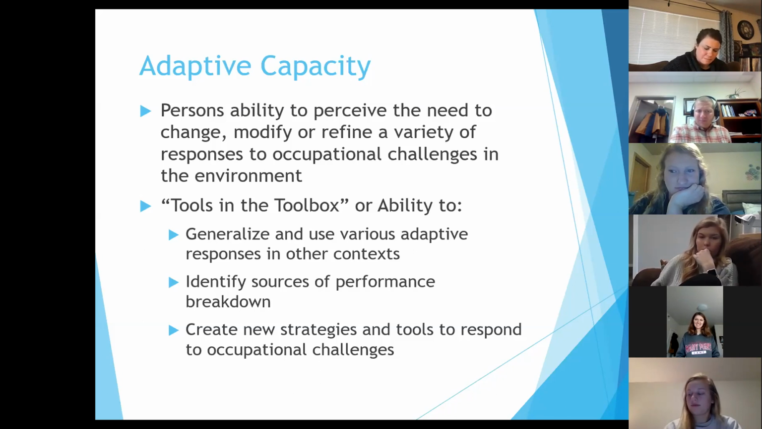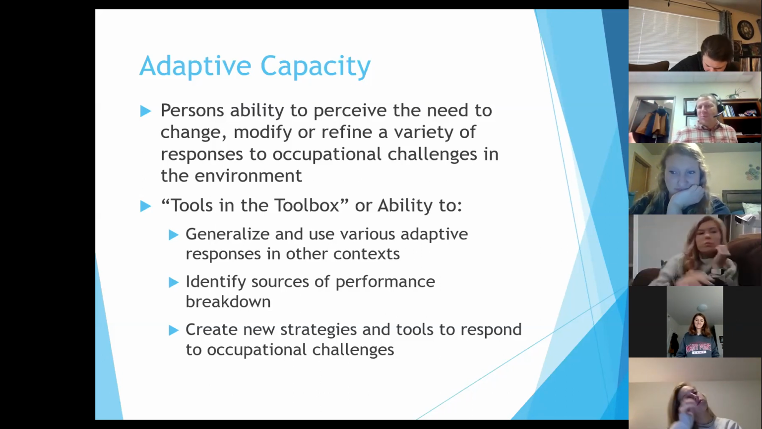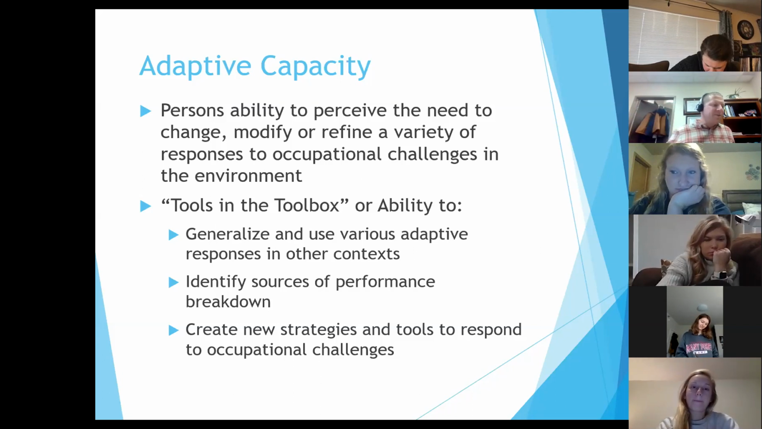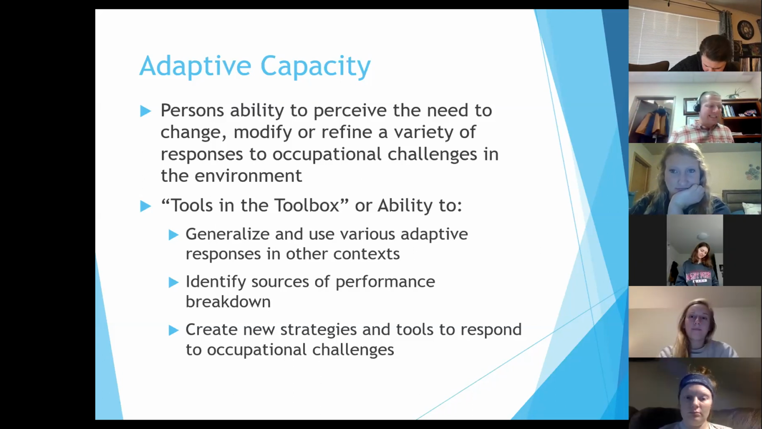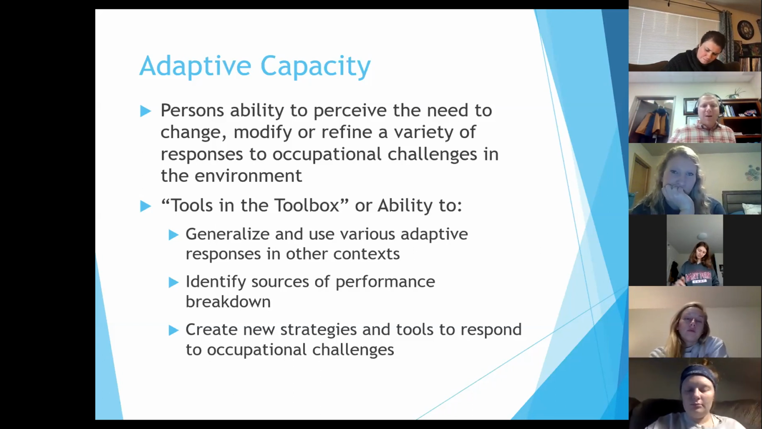And so we want our clients, and these are tools for our toolbox, we want our clients to be able to generalize that adaptive response, right? So if we can teach them going through these different response processes and sub-processes and taking them through the process of how to adapt to their environment, how to adapt their occupation, they should be able to generalize that over other occupations and other contexts. That way, we're not just teaching them about one occupation, we're teaching them how to problem solve so they can be more independent and work more so within their environment.